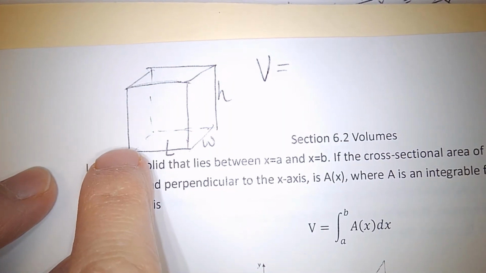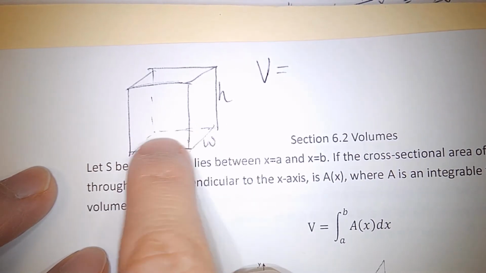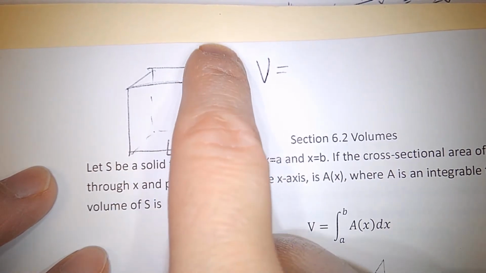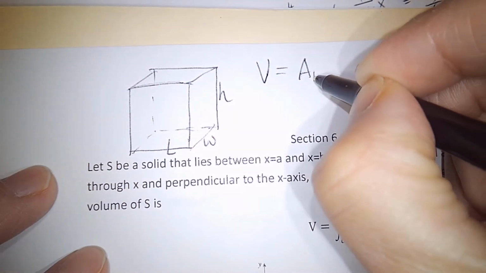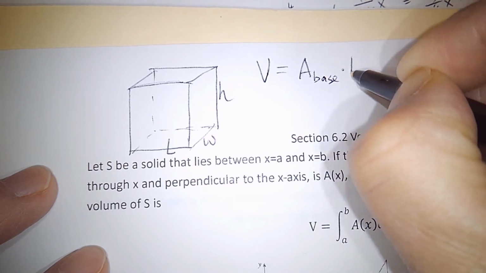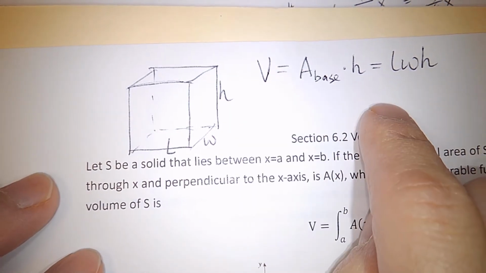Do you still remember how we find the volume for a rectangular box? What should we do? We use length times width, which gives us area, right? Area for the base, and then times what? The height, right? So area of the base times height, length times width times height. That's for a rectangular box, right?